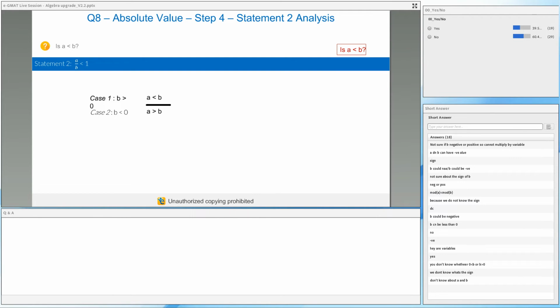But if B is negative, and this is less than 1, then there is a possibility that A is greater than B. Since we do not know the sign, we can only say it could be either greater than B or less than B, depending on the sign of B. I don't know that, hence statement 2 is not sufficient to answer the question.